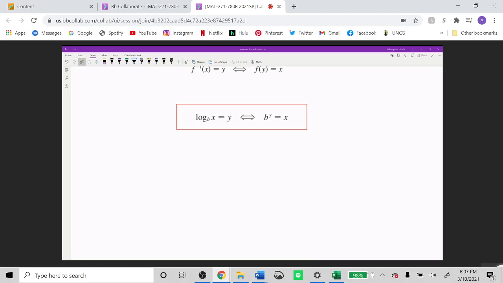So this means that log base b of x is the exponent to which we have to raise b to get x. Does that make sense?